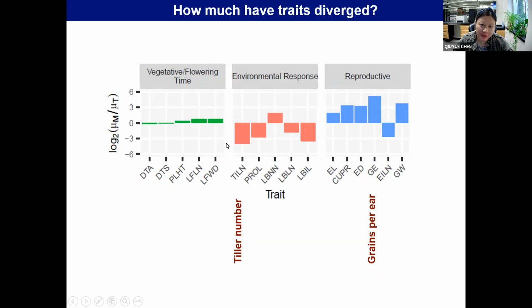So the next question is, how much have traits diverged? We plotted the log2 of the trait value in maize divided by teosinte, and we can find that there is strong divergence for reproductive traits and environmental response traits, but not too much for vegetative or flowering time traits, especially the days to anthesis and days to silking. Among the environmental response trait group, the tiller number shows the most divergence. Among the reproductive traits, the grains per ear shows the most divergence.